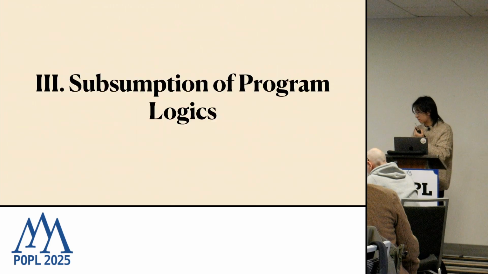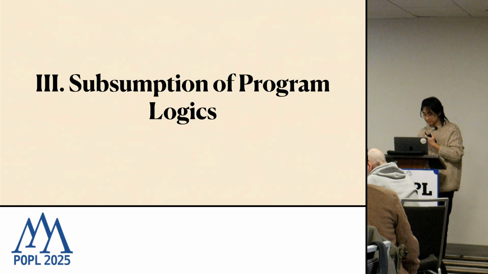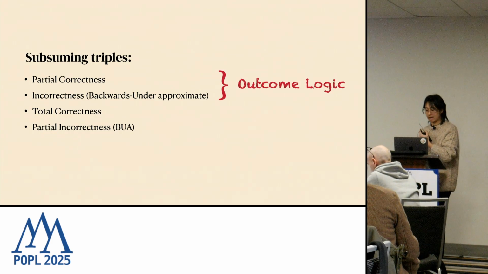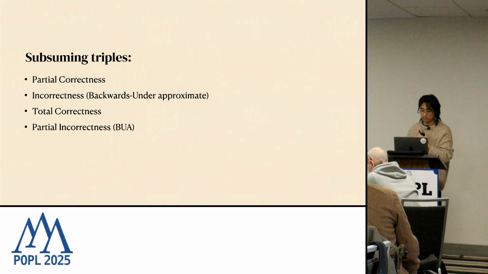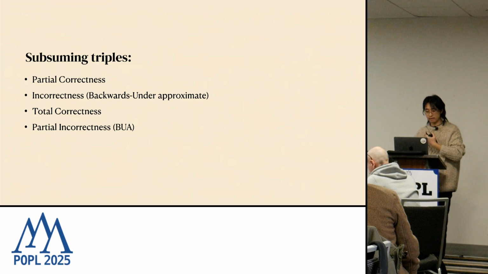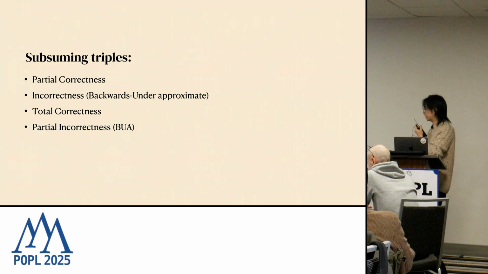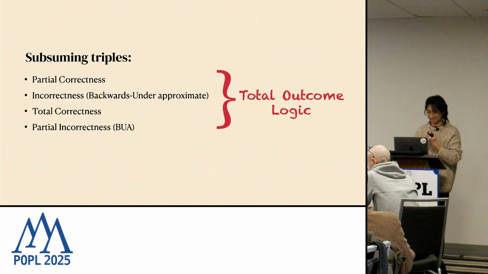So just to go through the subsumption of different program logics that can be done in total outcome logic, we know that partial correctness and incorrectness can be captured by outcome logic, whereas when we introduce support for divergence, we expand this to unify the entire landscape, including total correctness, and this naively named partial incorrectness, which augments incorrectness with some notion of divergence, not quite like the unreachability presented just before.